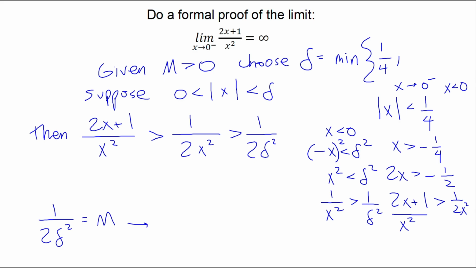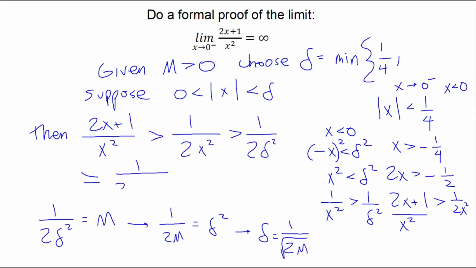first of all, it gives us delta squared equals 1 over 2m. And then we'll square root both sides of it to give us delta is equal to 1 over the square root of 2m. So we'll replace our delta with that 2 times 1 over the square root of 2m squared, which just gives us m. And so our choice for delta is the minimum between 1/4 and 1 over the square root of 2m.